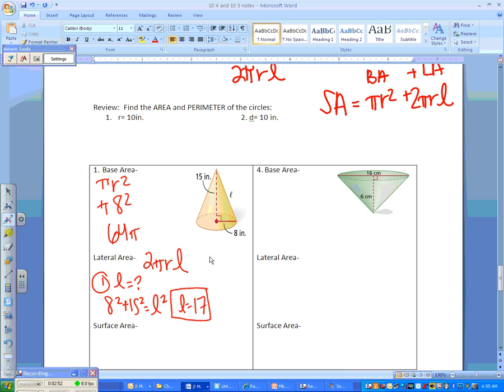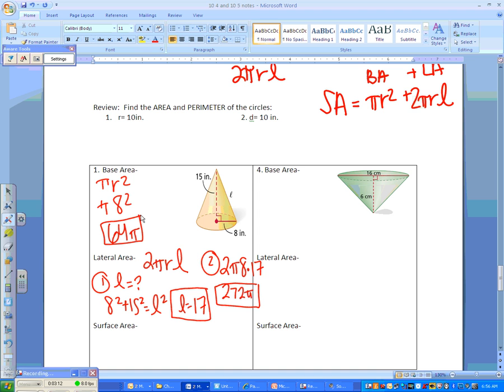Once you have that, now you can go ahead and plug it into the formula. 2 pi, the radius is 8. Now the slant height is 17. And let's leave it in terms of pi still. So 2 times 8 times 17. Just look at the whole numbers. I get 272 pi for the lateral area.